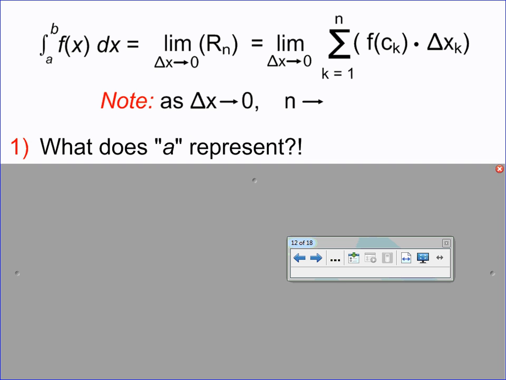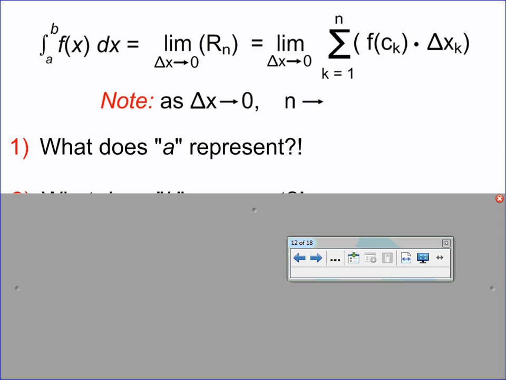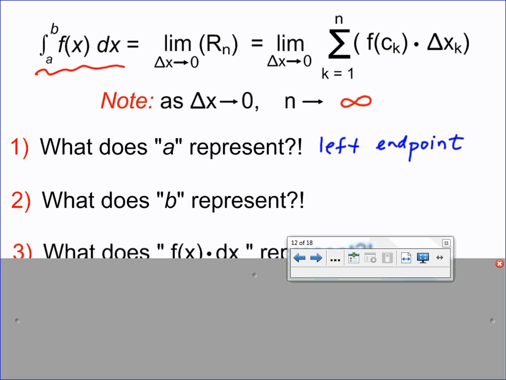So the integral from a to b of f of x with respect to x is called a definite integral. This is the definite integral. As delta x shrinks to 0, n goes to infinity. The number of rectangles grows, as Jake told us. In this case, a represents the left endpoint of my interval, and b then represents the right endpoint of my interval.